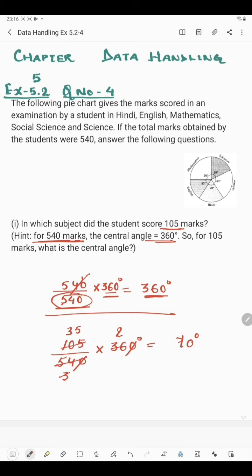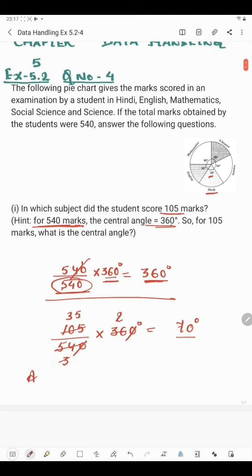Now see where 70 degree is mentioned here and in which subject. It's Hindi. So if the central angle is 70 degree, that means in which subject did the student score 105 marks? It's Hindi. Okay.